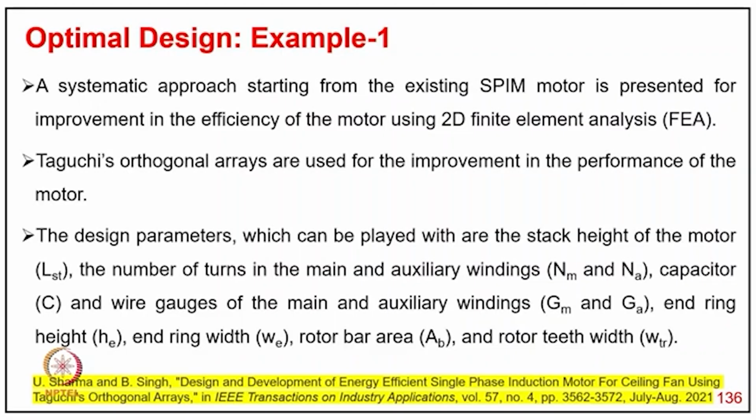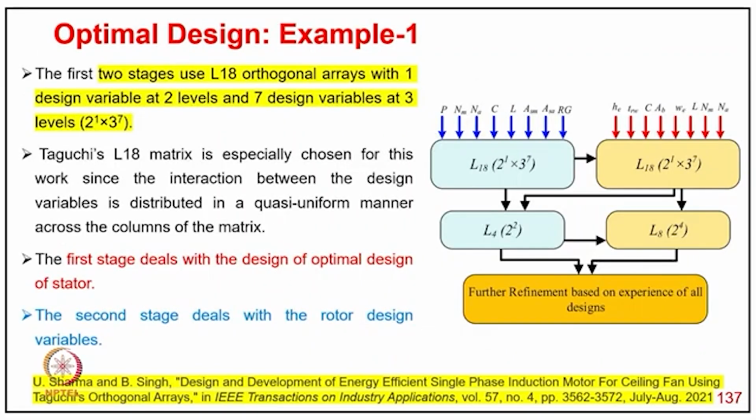The design parameters which can be played with are the stack length of the motor, LST, the number of turns in the main and auxiliary winding, NM and NA, the capacitor, the wire gauge in the main and auxiliary winding, GM and GA, the ending height and ring width, the rotor bar area, and the rotor teeth, from this research publication. So the first 2 stages use an L18 orthogonal array with 1 design variable with 2 levels and 7 design variables, as you can see in the diagram.